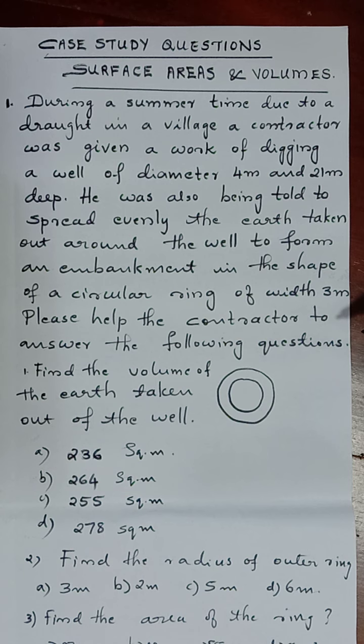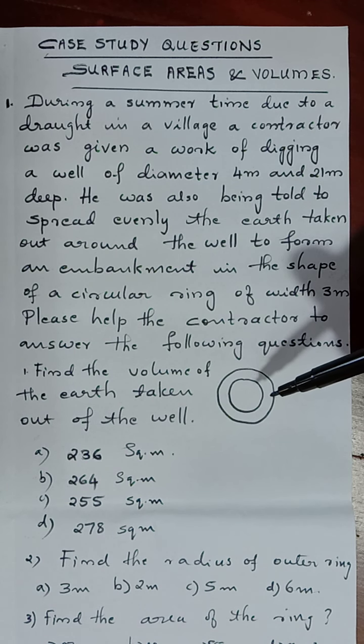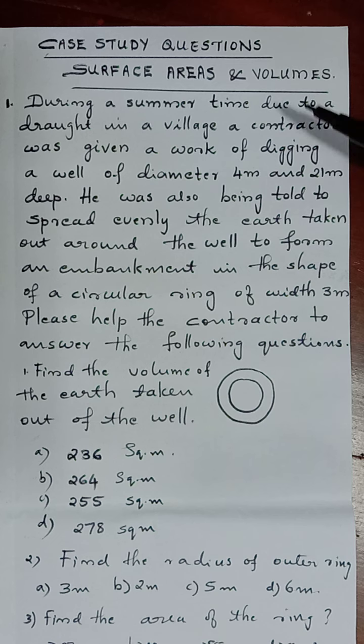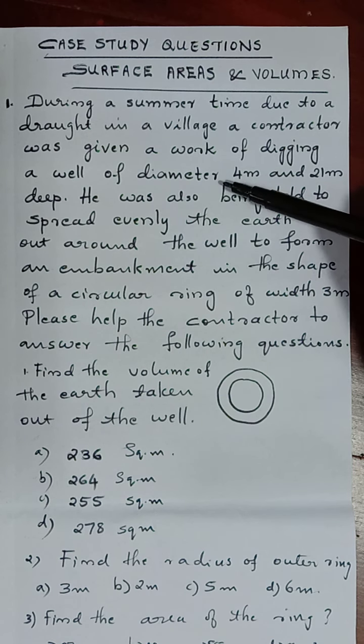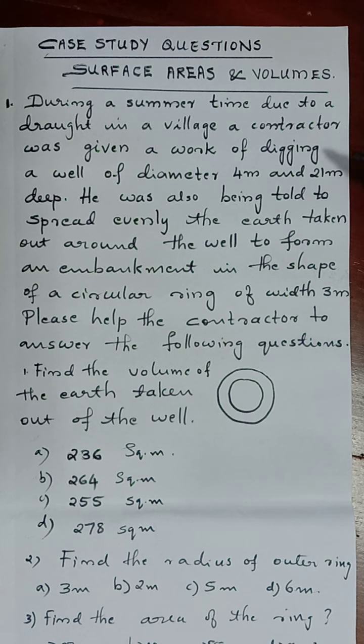First question, find the volume of the earth taken out of the well. Here, the well is in the shape of a cylinder, we know. Here two things are given to us. The well's diameter is given as 4 meter, therefore we will know the radius of the well. And height or depth is 21 meter.